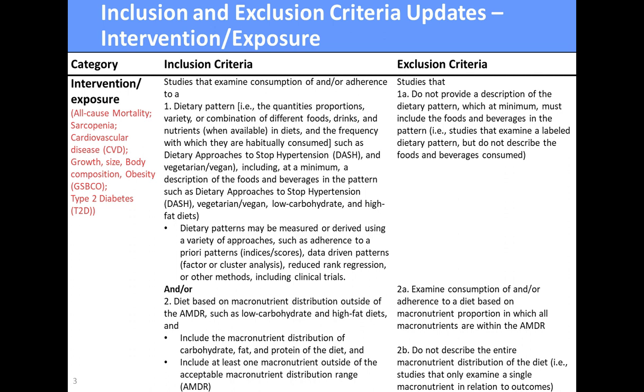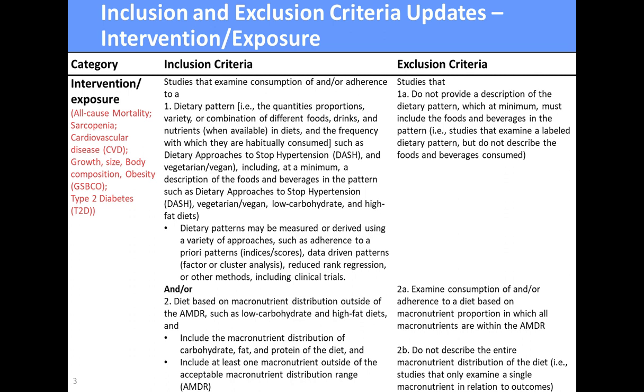Studies must describe the dietary pattern being tested or examined and a description of the foods and beverages comprising the pattern. Studies not providing a description of the dietary pattern have been excluded, as well as studies labeling a dietary pattern but not describing the foods and beverages in the pattern or base the pattern solely on nutrients. For the first time, this subcommittee is considering diets based on macronutrient distribution, where at least one macronutrient, and that's either carbohydrate, fat, and/or protein, is outside of the acceptable macronutrient distribution range, the AMDR, set by the National Academies of Sciences Dietary Reference Intakes.